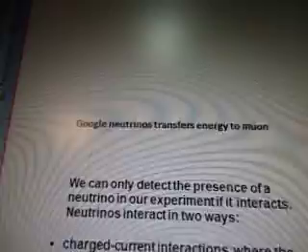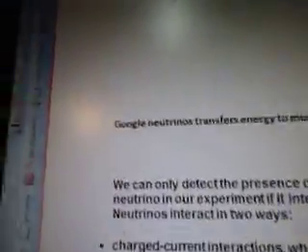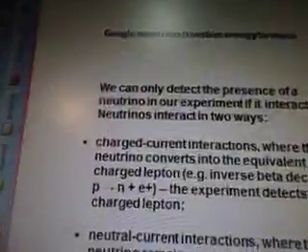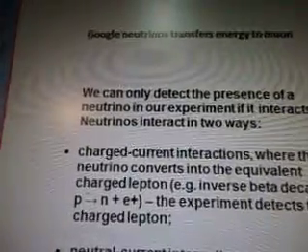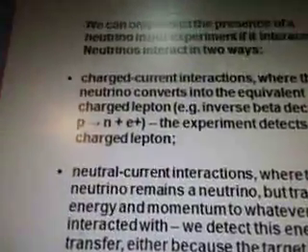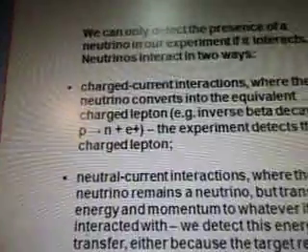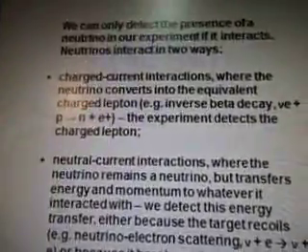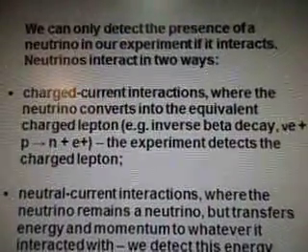Google: neutrinos transfer energy to muon. I wanted to see if neutrinos could do that. And this came up. We can only detect the presence of a neutrino in our experiment if it interacts. Neutrinos interact in two ways. A charged current interaction, where the neutrino converts into the equivalent charged lepton. Inverse decay. There's the calculations there. The experiment detects the charged lepton.